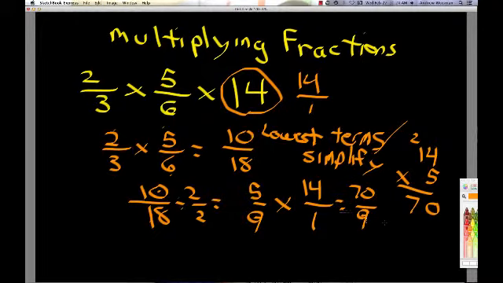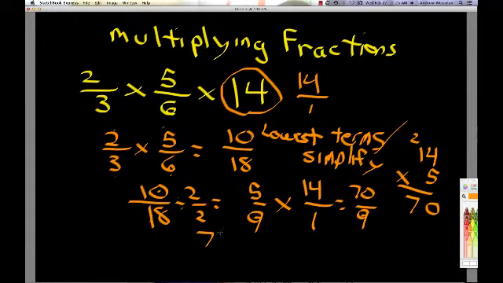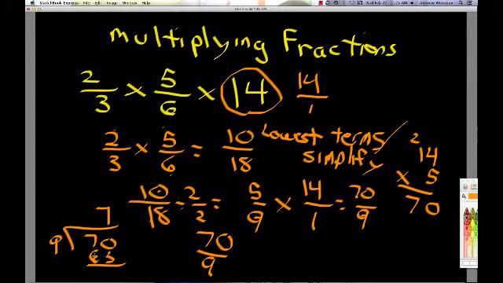And this is improper, so we cannot leave it like that. So we need to bring it back down over here. So we have 70 divided by 9. Okay, so we do that and say, okay, 9 goes into 70. Well, let's see. 9 times 7 is 63. Subtract, and we get 7 left over.